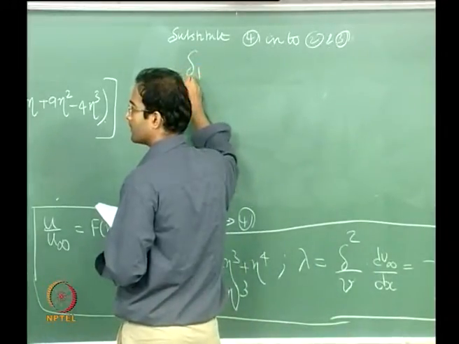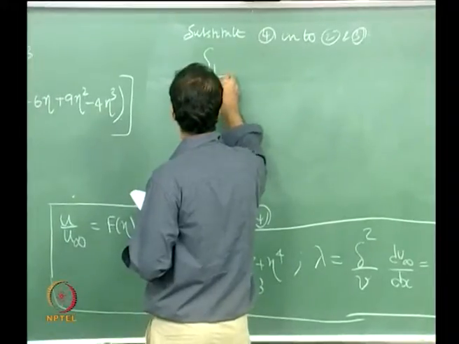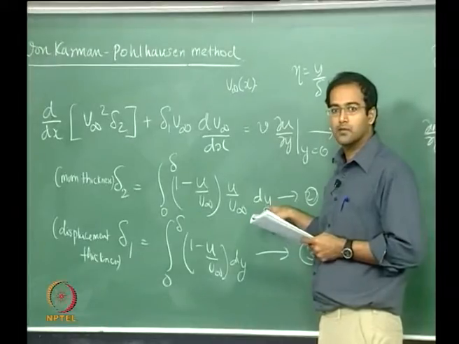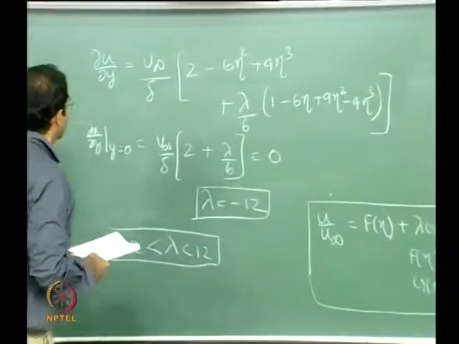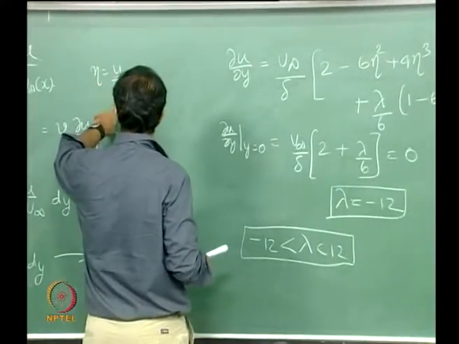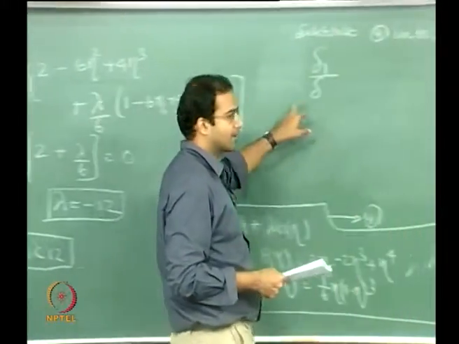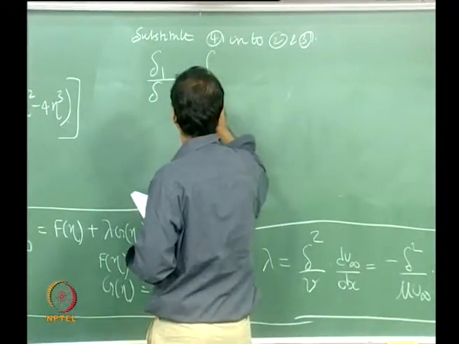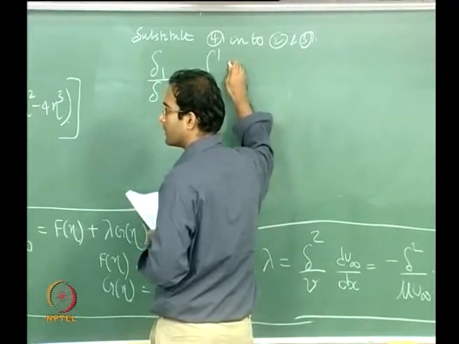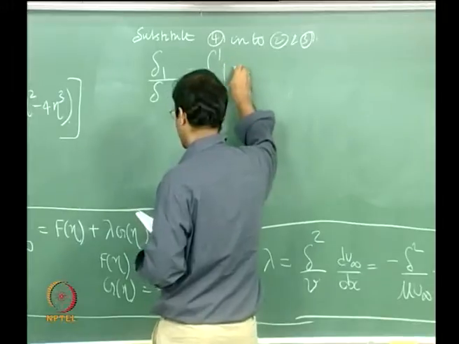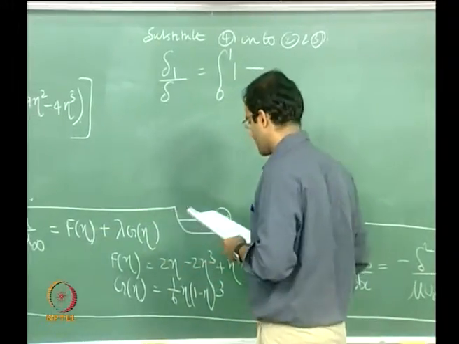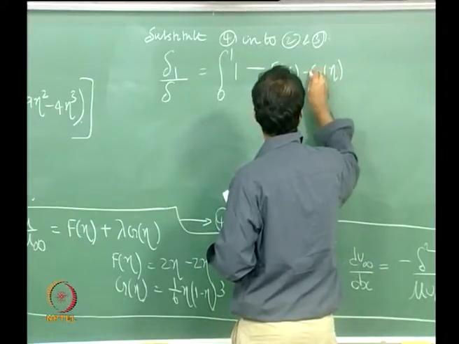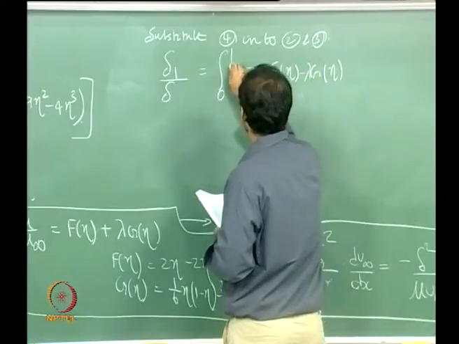So we will get delta 1 by delta. So what I am going to do is transform my variable y in terms of eta. Okay, so this will be dy by d eta into d eta. So dy by d eta is nothing but delta. Okay, so therefore I can bring that delta to the left hand side. So this will be delta 1 by delta, the limits will now become 0 to 1, into 1 minus u by u infinity, which will be 1 minus this profile right here, f of eta minus lambda into g of eta.